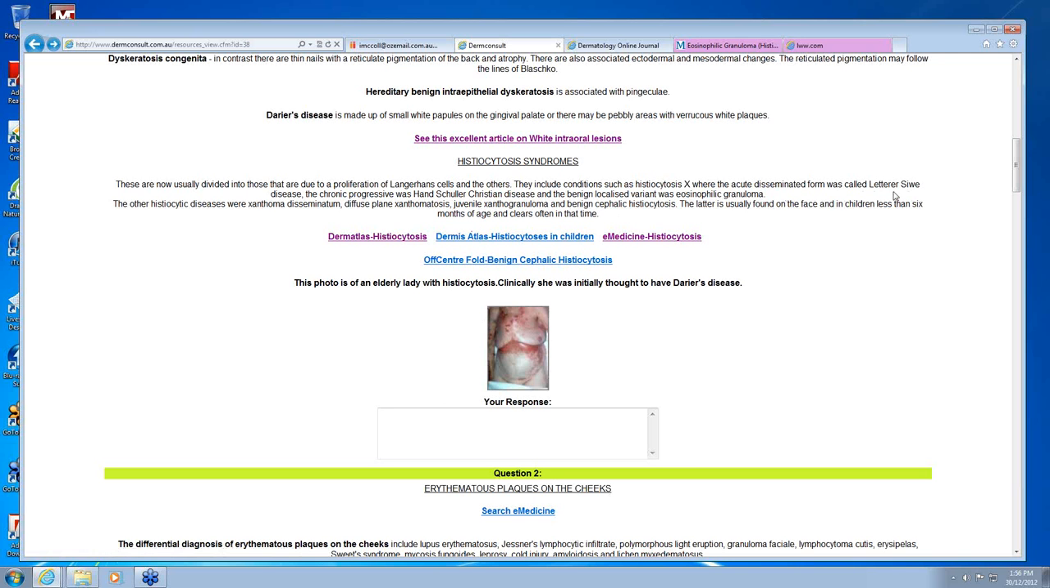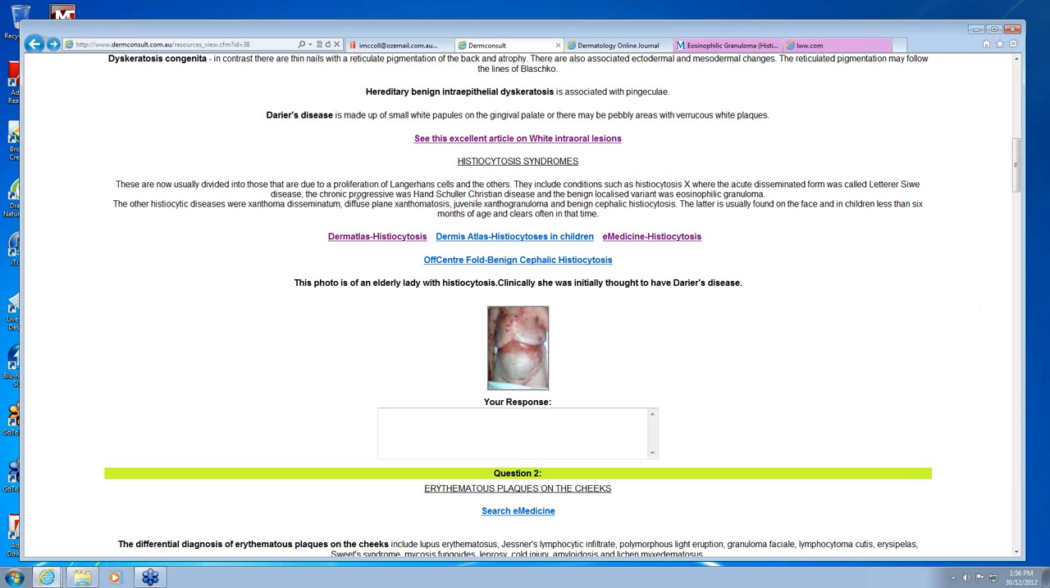There's the acute disseminated form, called Letterer-Siwe disease. There's the chronic progressive Hand-Schüller-Christian, and the benign localized variant was the eosinophilic granuloma. These histiocytes, as well as being found in the skin, have a predilection for bone, and they'll present with bone cysts, so you usually have to do x-rays in patients to see if they have any signs of bone cysts. And there's a variant you'll see in adults that involves the lungs, particularly in cigarette smokers, around the bronchioles, and often it'll just be there without much proliferation of cells in the skin.